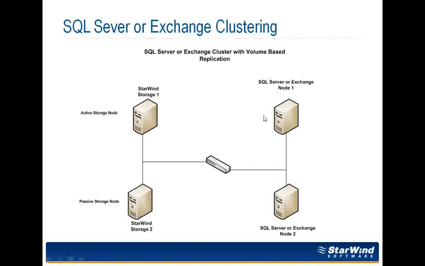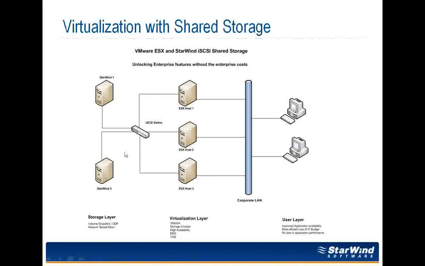Now your SQL Server or Exchange servers are protected by Windows clustering. So if one of these nodes fail, the other node will take over. With virtualization, again, we'd rather use our high available feature with our virtualization. And you can also have volume-based snapshots and network-based mirrors. And again, we're still using your existing Ethernet network with a 1 gigabit switch.